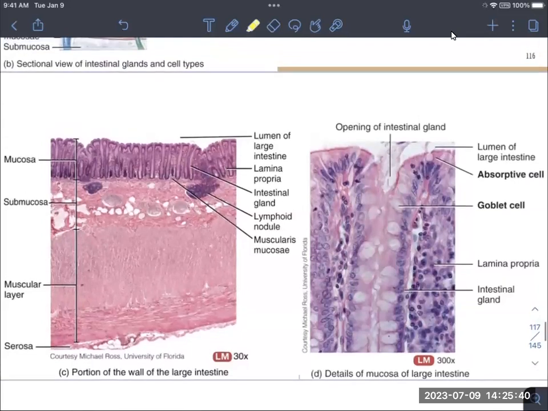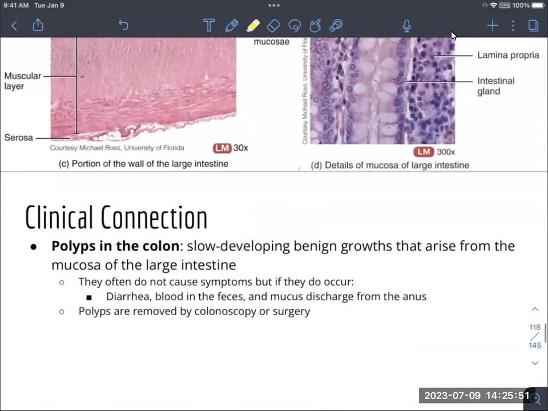You can see these different cells. We have a lot of columnar epithelial cells that make up most of the lumen of this large intestine.